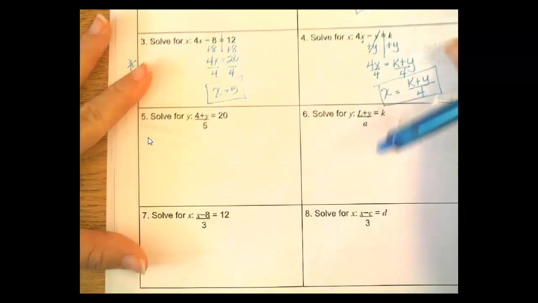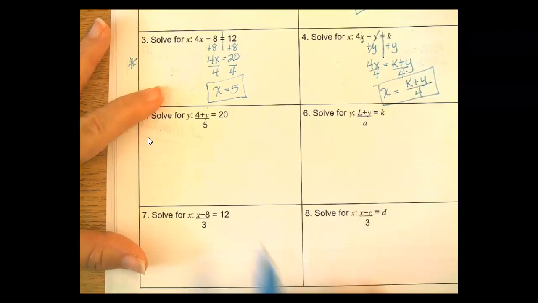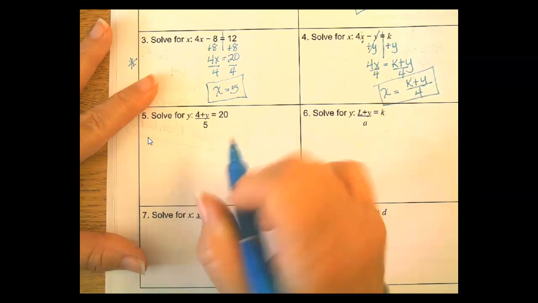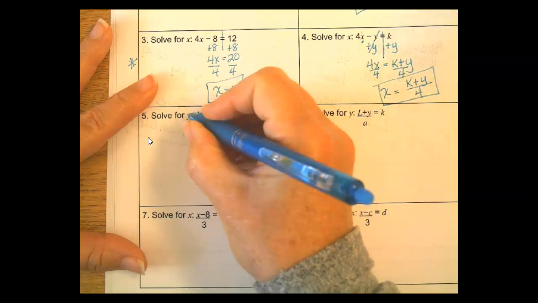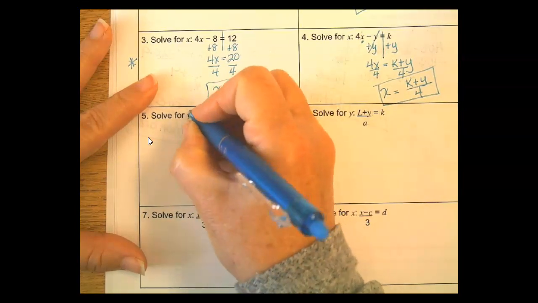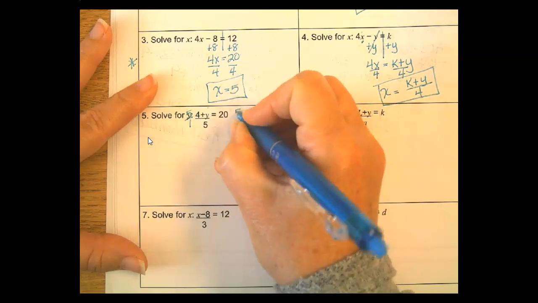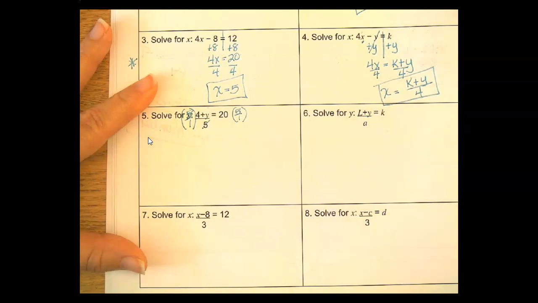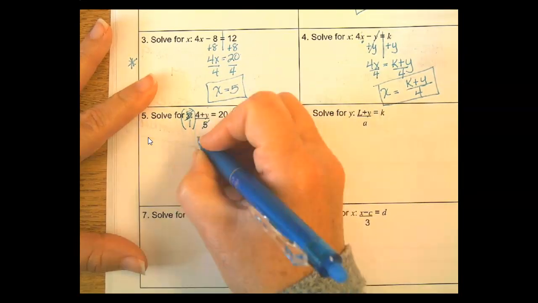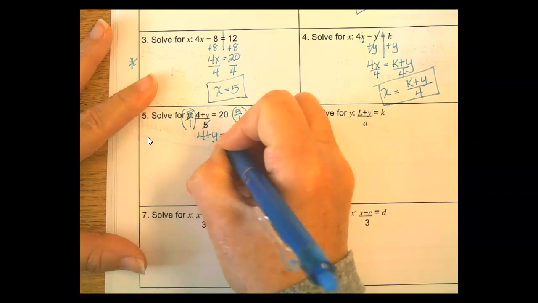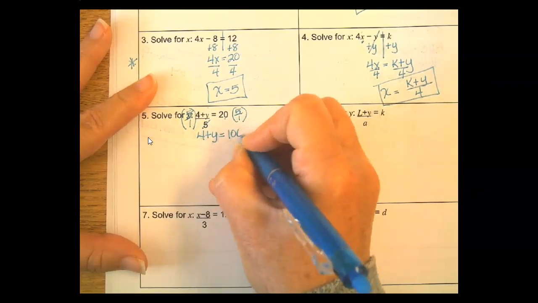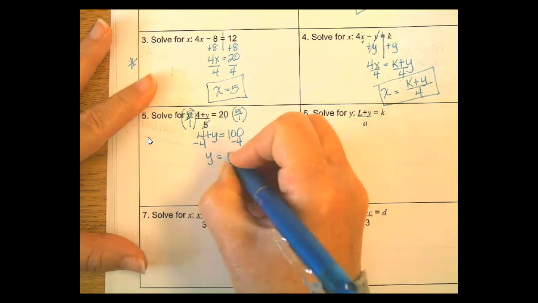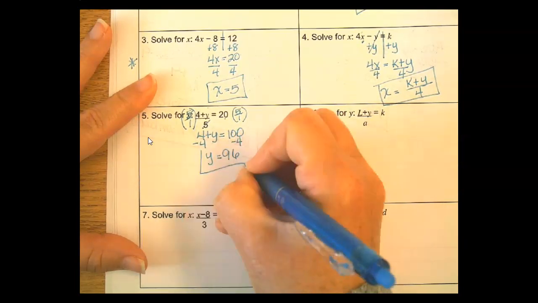Okay, it gets a little tricky here. This here, you've got to get rid of this fraction, and I've talked about it before. To get rid of a fraction, you have to multiply. Since this is dividing by 5, I'm going to multiply both sides by 5 over 1. That gets rid of this 5. Once I have that 5 gone, I'm just left with 4 plus y is equal to 20 times 5, which is 100. Subtract 4, and y is equal to 96.